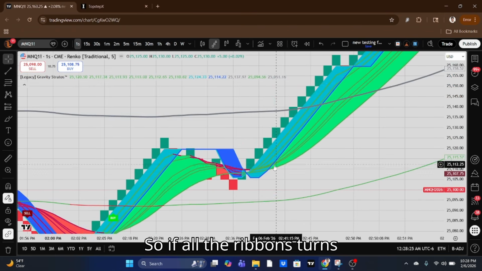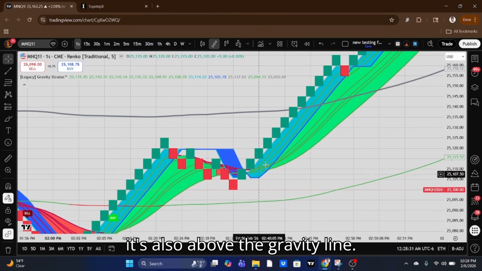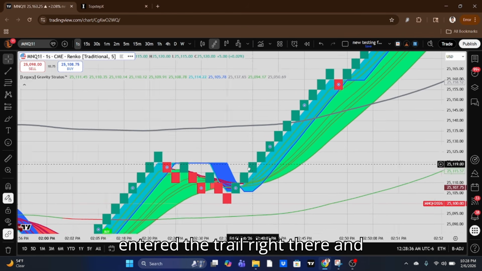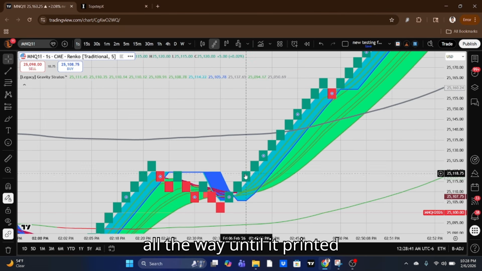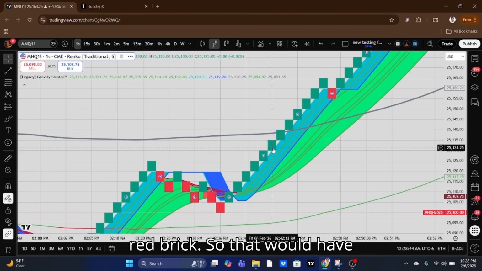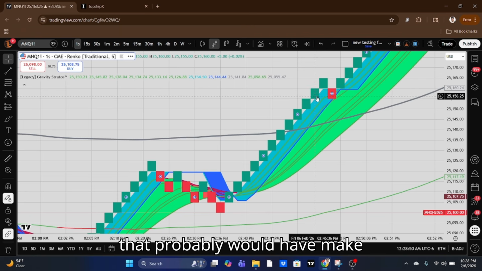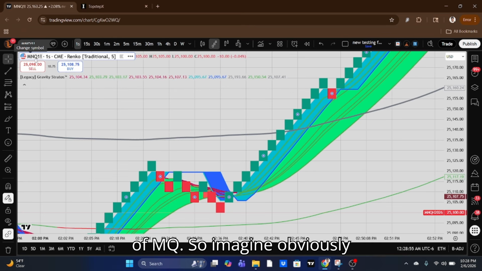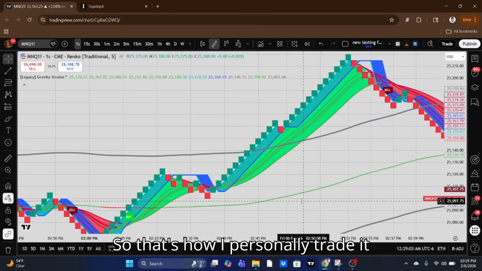So if all the ribbons turn green, and it's also above the gravity line, I probably would have entered the trade right there, and I probably would have ridden it all the way until it printed a red brick. So that would have been basically 10, 20, 30, 40, 50, 60, 70, 80, 90. That probably would have banked me $90 on one contract of MNQ. Imagine, obviously, with two, that's going to be $180. So that's how I personally trade it.